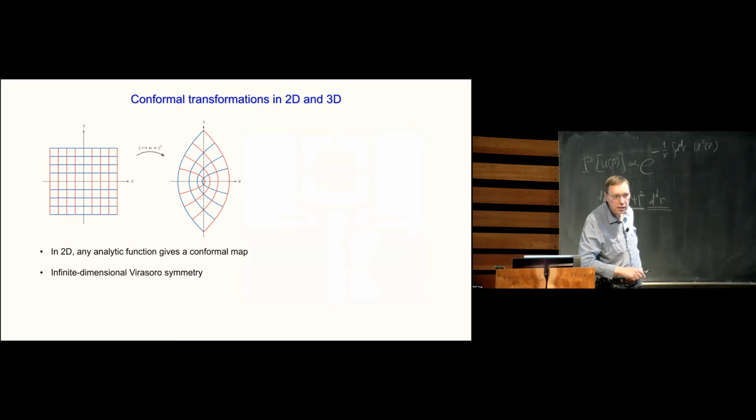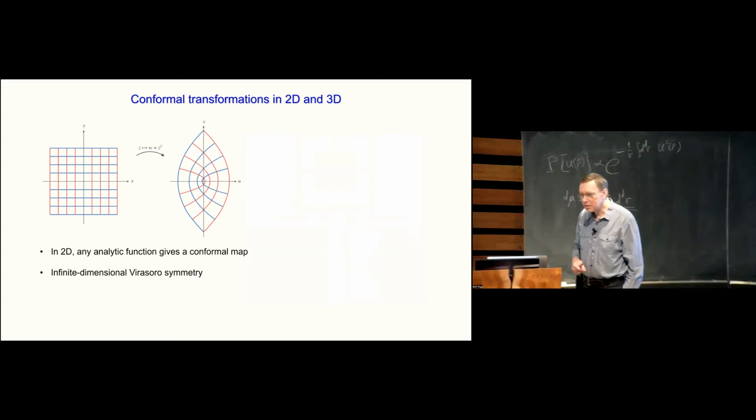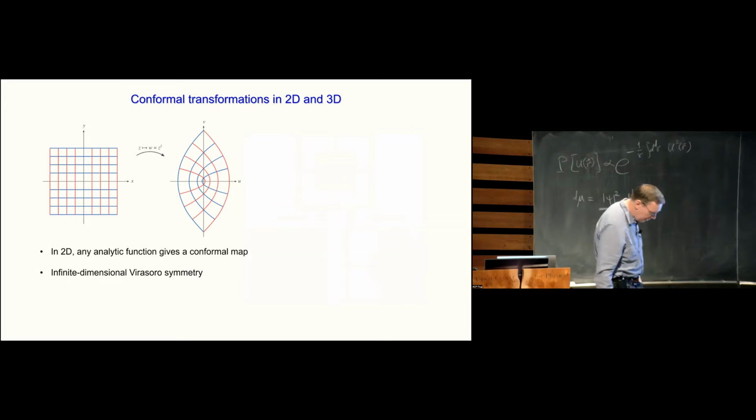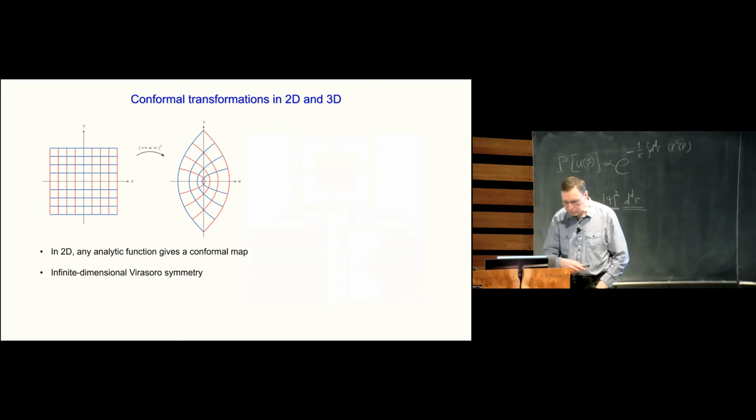Pick your favorite analytic function, and it will map one part of the complex plane to something else in another complex plane. That transformation will be conformal. Since the number of analytic functions we have is infinite, I have infinite dimensional symmetry in two dimensions. When we translate this to the language of a field theory, that becomes a special algebraic structure called the Virasoro algebra. And that Virasoro symmetry has infinitely many generators that allows you to say a lot of things, right?